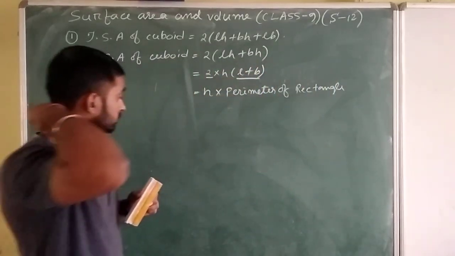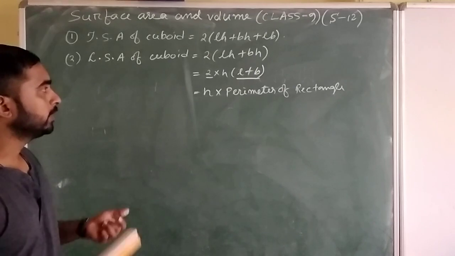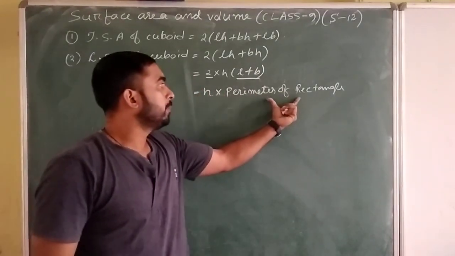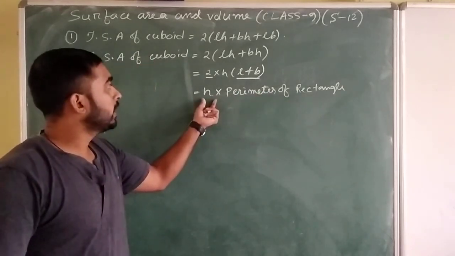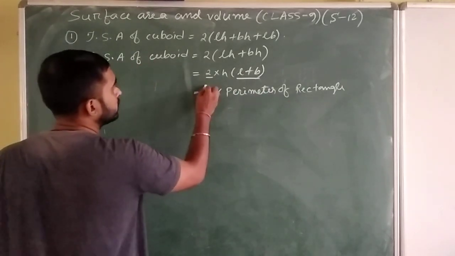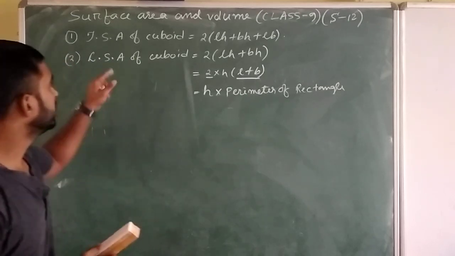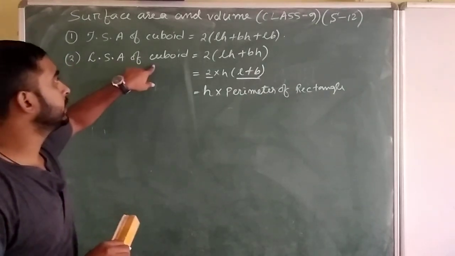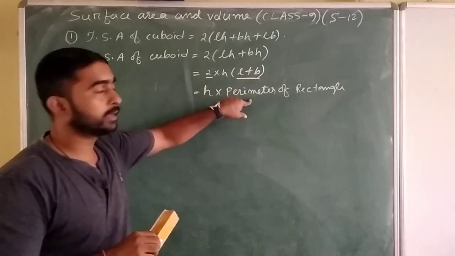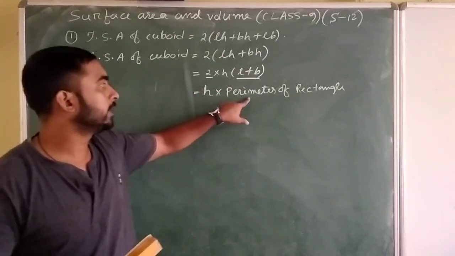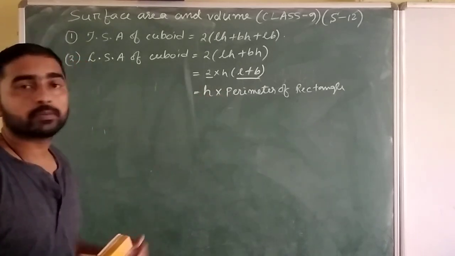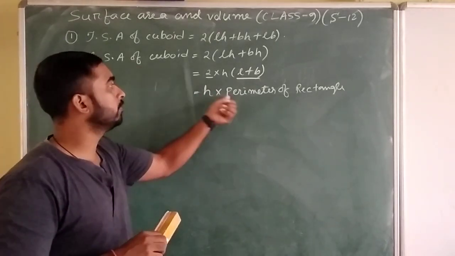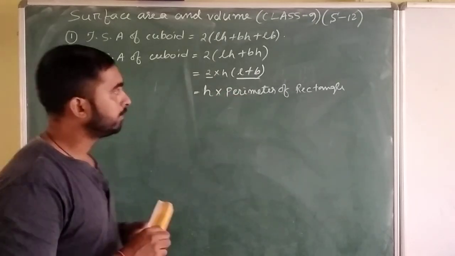Got it? Now the question may change in different ways. Suppose the lateral surface area and the perimeter of the rectangle are given, and the question is to find the height. Here H, not N, H. In that case we will use the formula LSA = H into perimeter of rectangle. So we replace the LSA and the perimeter of the rectangle, and H equals the lateral surface area of cuboid divided by the perimeter of rectangle.